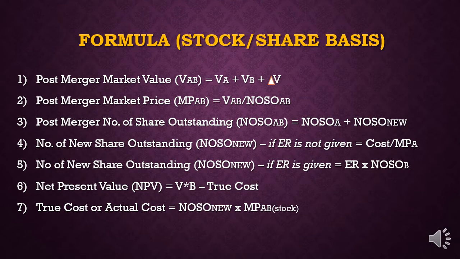For your information, the other name of the true cost can also be called the actual cost. So to calculate the true cost or the actual cost, the formula will be equal to NOSO new times MPAB for the stock basis. So here are the 7 formulas that are related to the stock basis calculation.